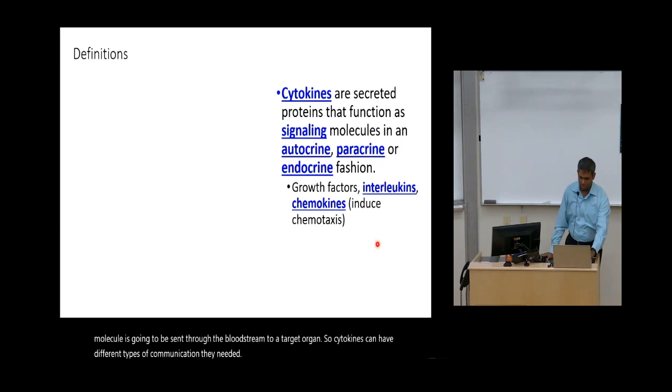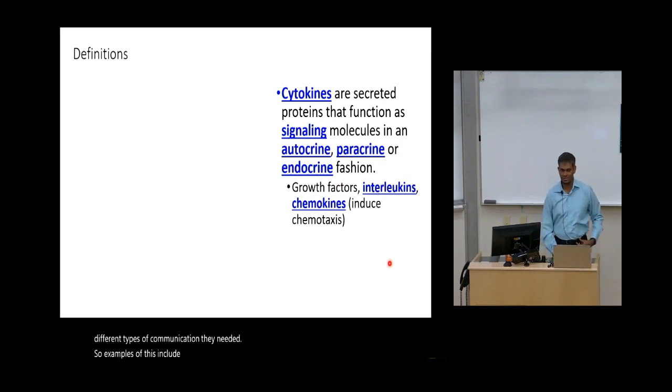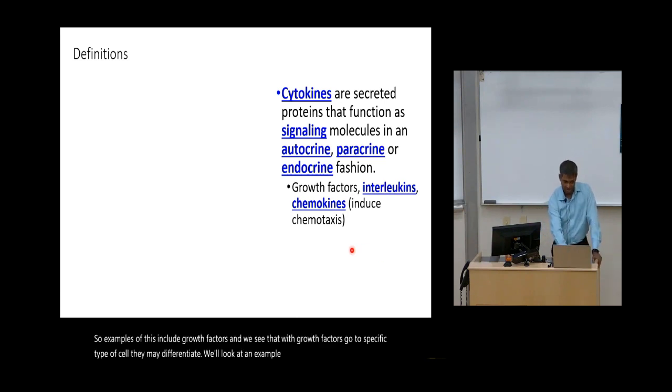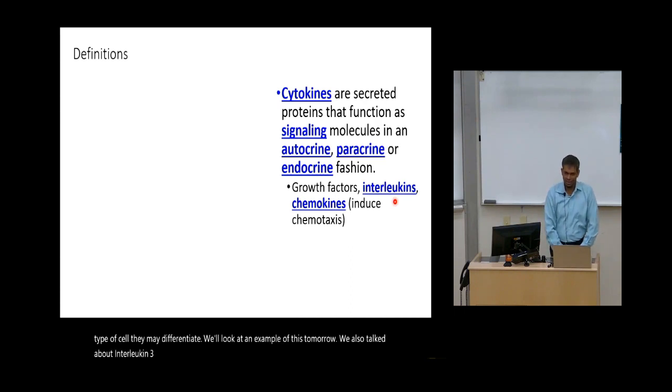So examples of this include growth factors, right? We see that when growth factors go to a specific type of cell, they may differentiate. We will look at an example of this tomorrow. We also talked about interleukin 3, how that will be released by macrophages, but that will signal to the hematopoietic stem cell to differentiate.